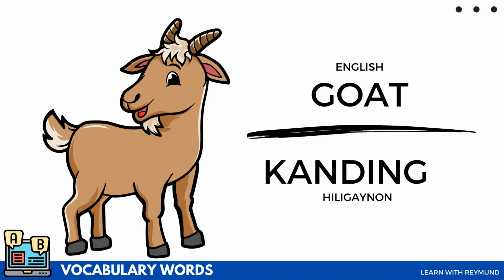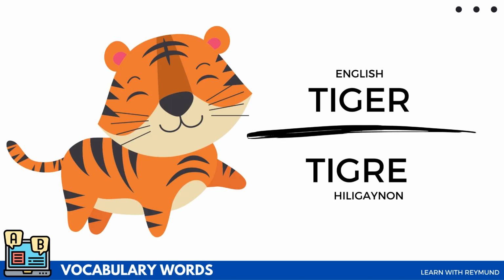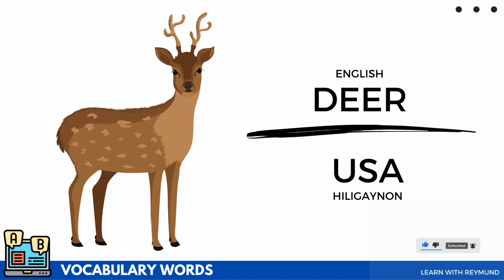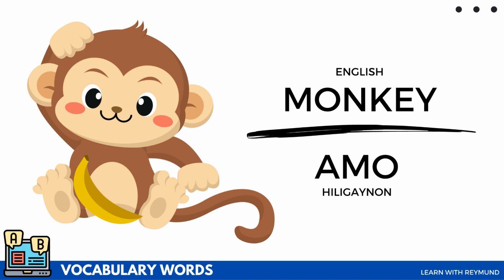Goat, kanding. We also have a tiger in English, and in Hiligaynon, it's a tigre. Tiger, tigre. In English, it's an elephant, and in Hiligaynon, it's an elepante. Elephant, elepante. It's a deer in English, and in Hiligaynon, it's an usa. Deer, usa. It's a monkey in English, and in Hiligaynon, it's an amo.